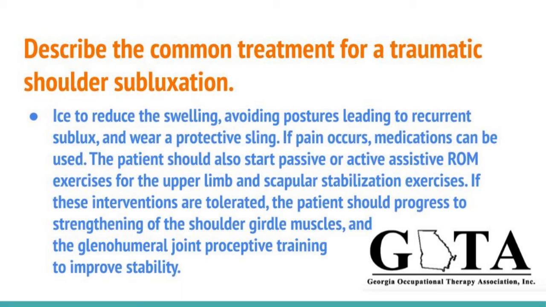The patient should also start passive or active range of motion exercises for the upper limb and scapular stabilization exercises. If these interventions are tolerated, the patient should progress to strengthening of the shoulder girdle muscles and glenohumeral joint proprioceptive training to improve stability.